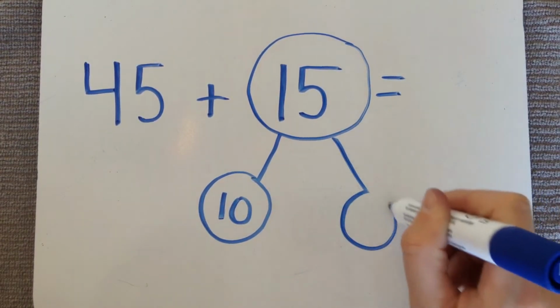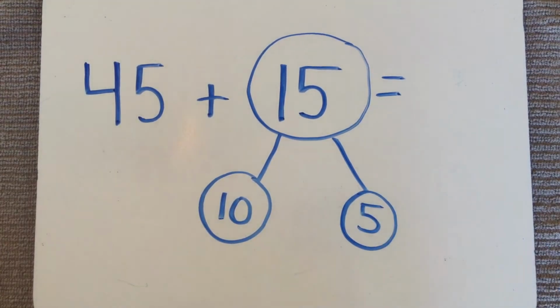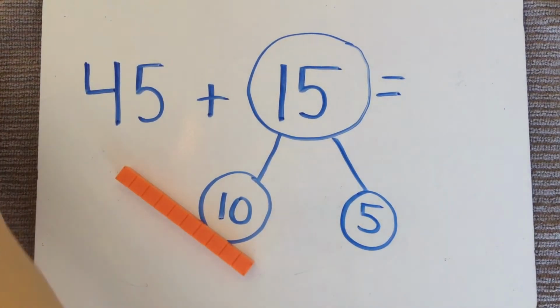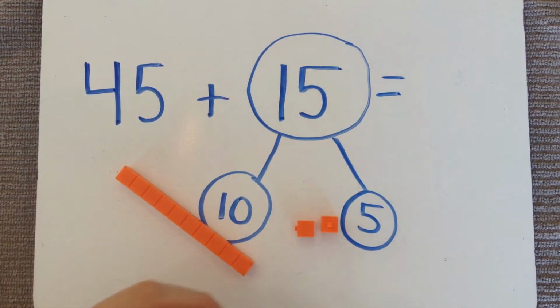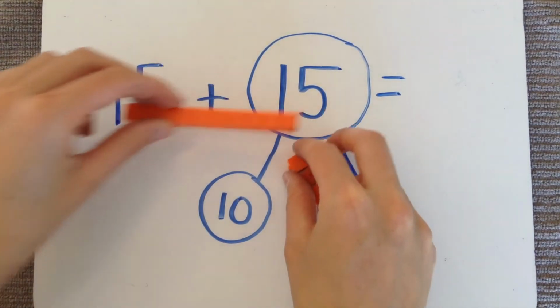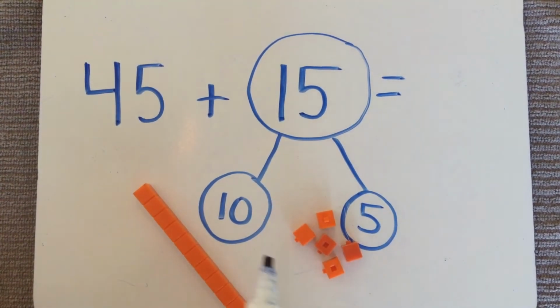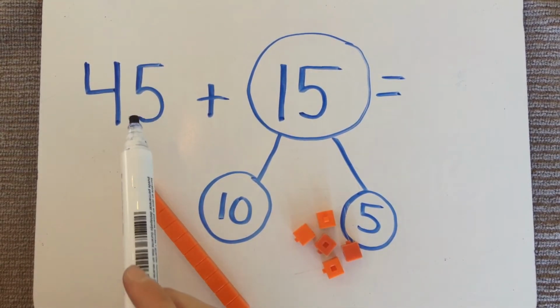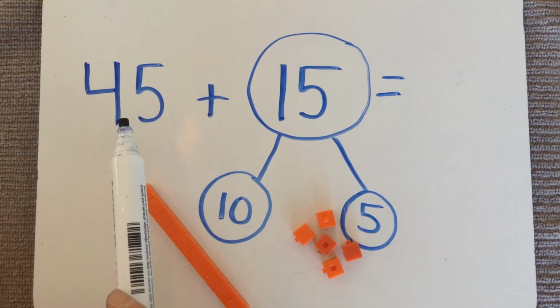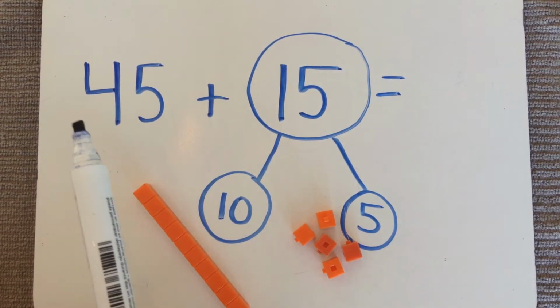15 is really just the same thing as 10 and 5 more. 10, 11, 12, 13, 14, 15. And if I put them together, it makes my 15. The reason I've separated them into these two parts is because now I can count by tens and then switch to counting by fives. I know this strategy will work because 45 is a number I say when I'm counting by fives, so it will work.